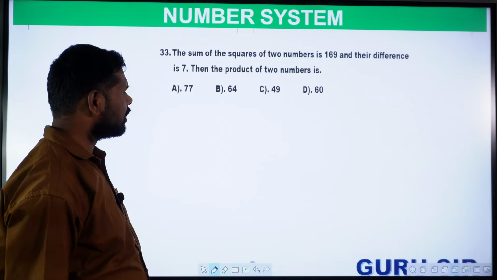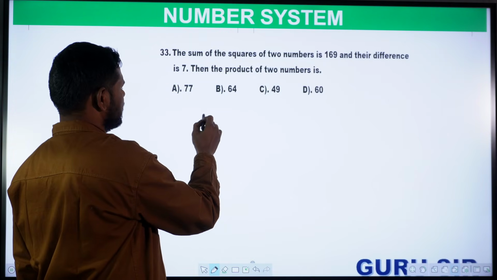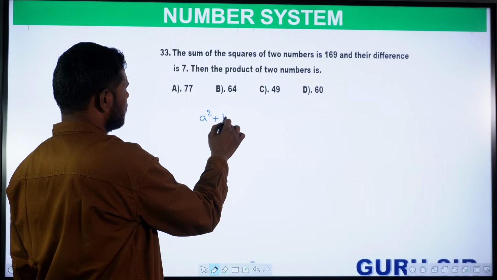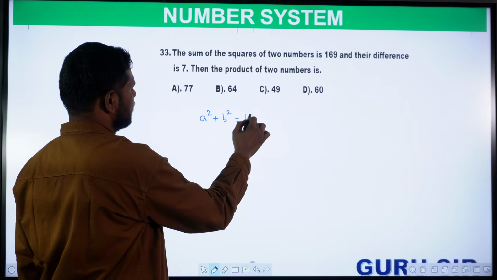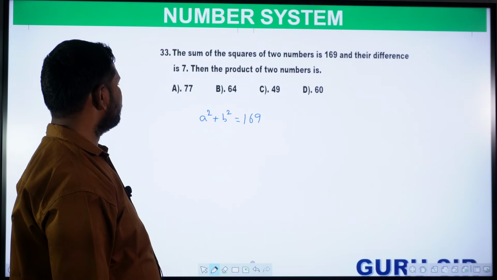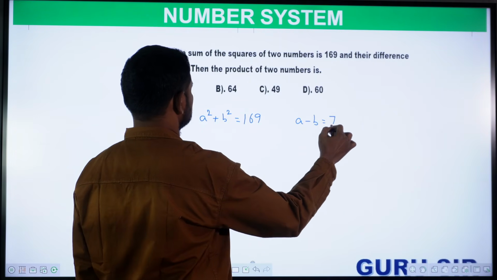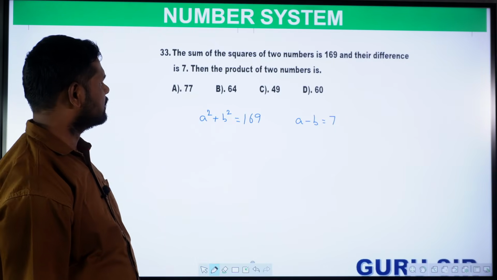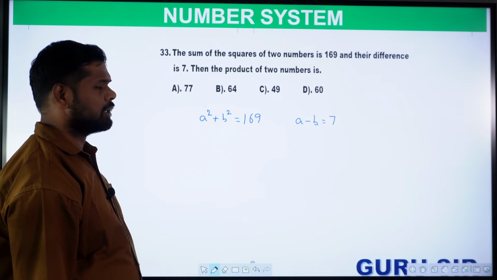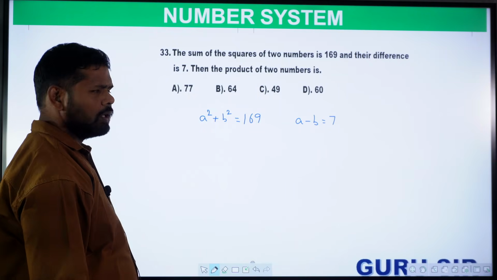Right? Sum of the squares of two numbers is 169. a square plus b square is given as 169 and their difference is 7, a minus b equals 7. Find the product of the two numbers.